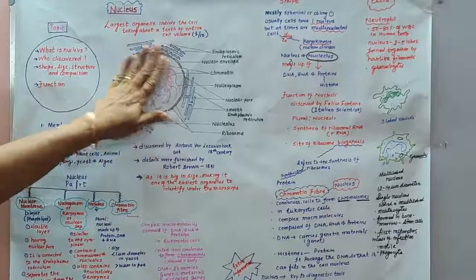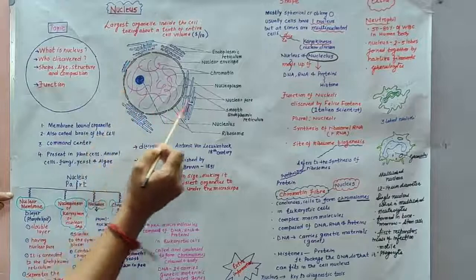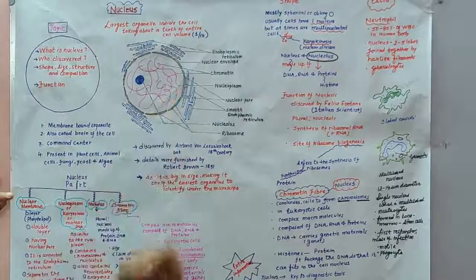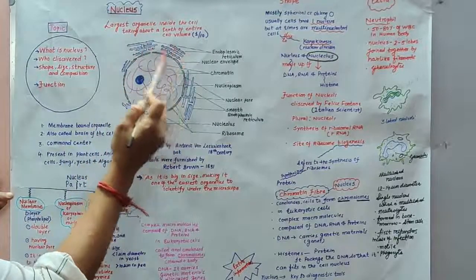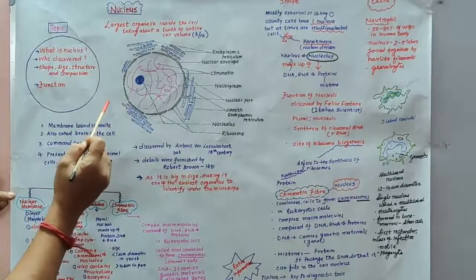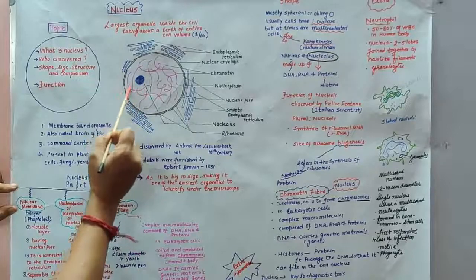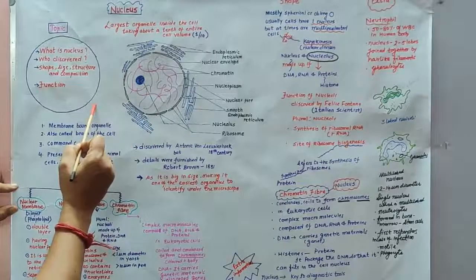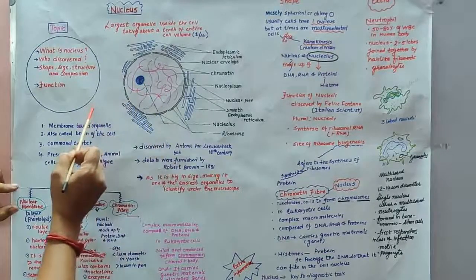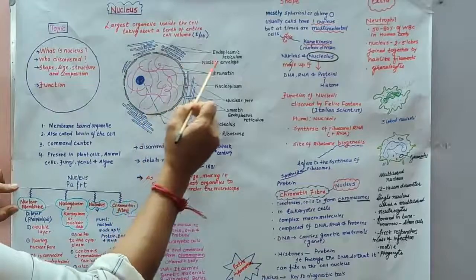Now I have divided this nucleus into 4 parts. First is the nuclear membrane. As you can see, the outermost layer is the nuclear membrane, which is a double-layered structure having nuclear pores. It is connected to the endoplasmic reticulum outside, and this membrane separates the nucleoplasm from the cytoplasm. Nucleus is present inside the cell. So this nucleoplasm is separated from the cytoplasm through this membrane, which is called the nuclear envelope.